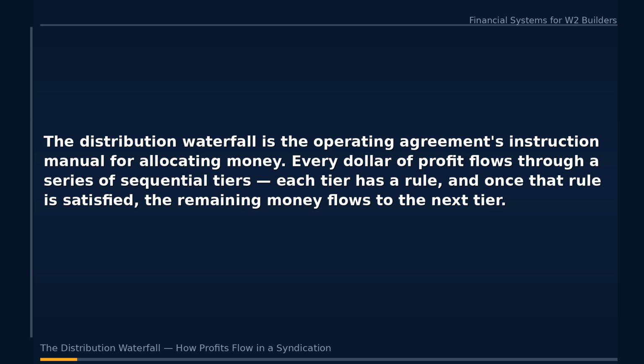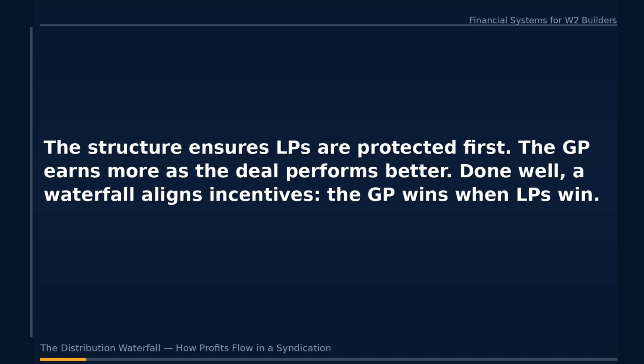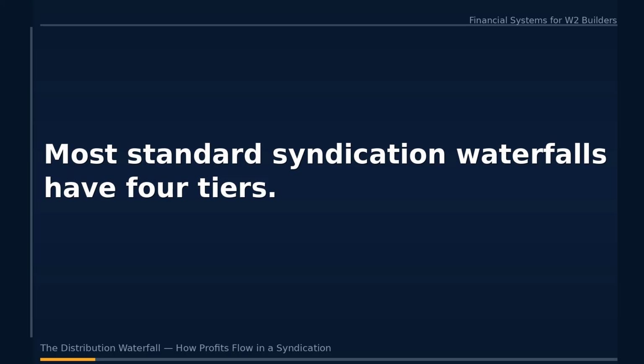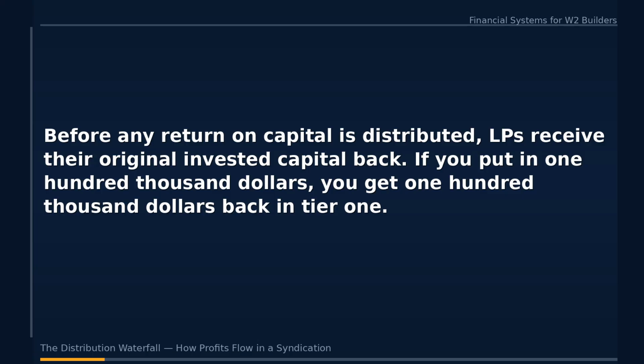Most standard syndication waterfalls have 4 tiers. Tier 1, Return of Capital. Before any return on capital is distributed, LPs receive their original invested capital back. If you put in $100,000, you get $100,000 back in Tier 1. This tier is non-negotiable. No reputable GP takes a profit share before returning LP principal.